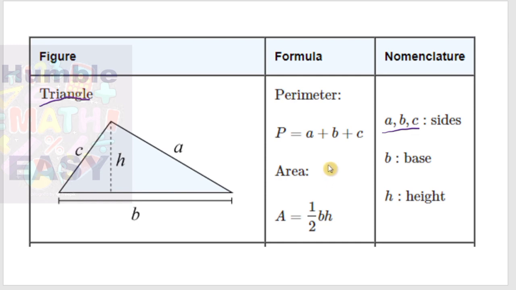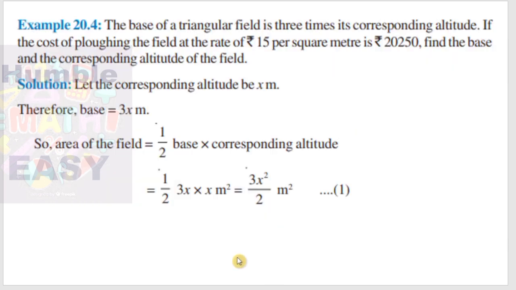Now, as we get the area, the basic formula for the triangle is 1/2 the base, which is represented by B, and its height represented by H. So we have that. Let's try to give an example.